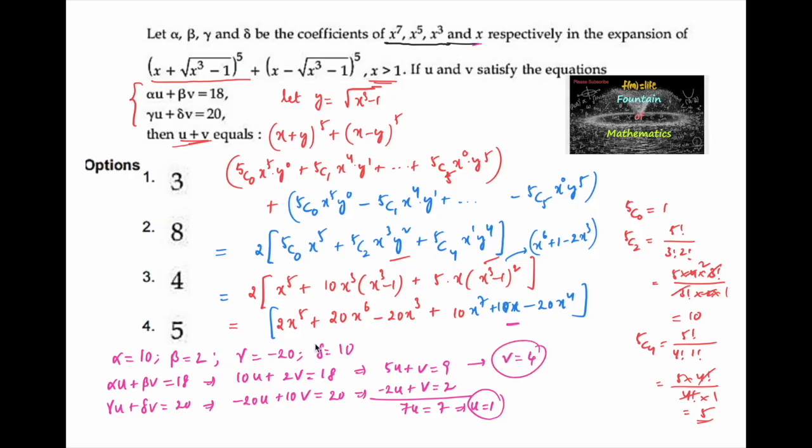So v value is 4, therefore we need to find u plus v, that is 1 plus 4, which is equal to 5. So 5 is the answer, which is option D.